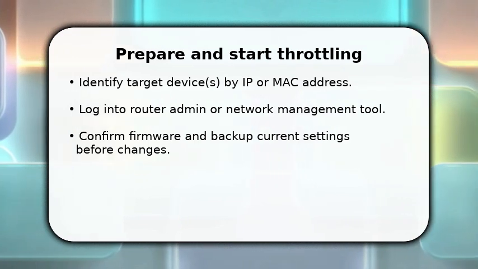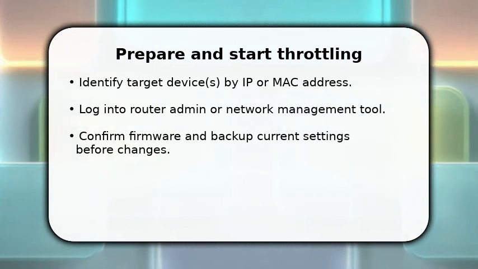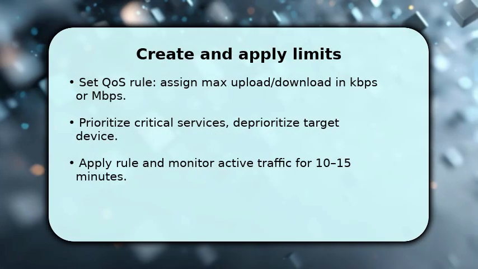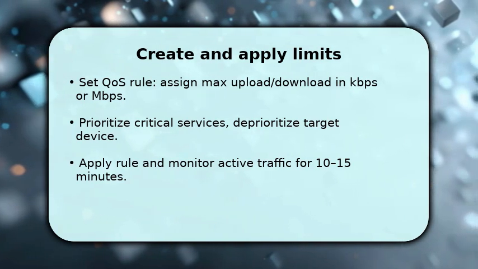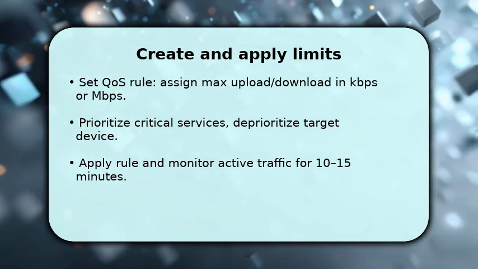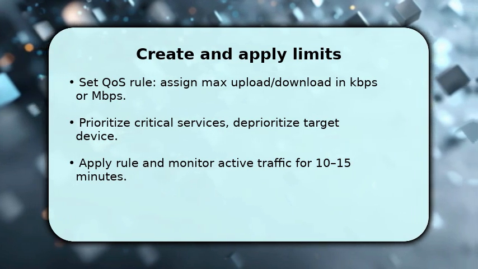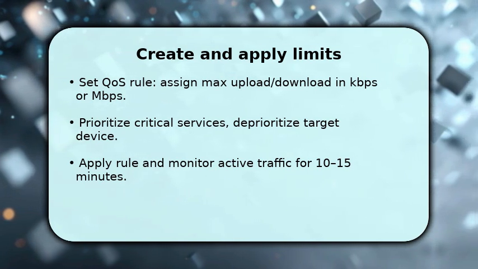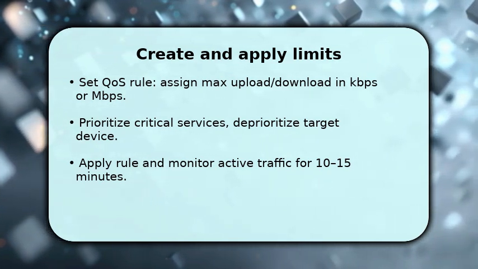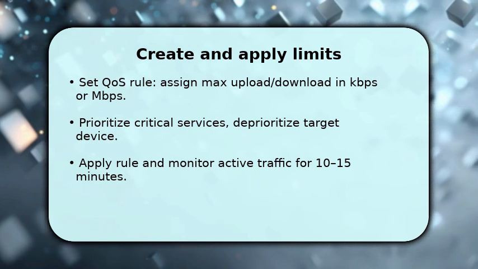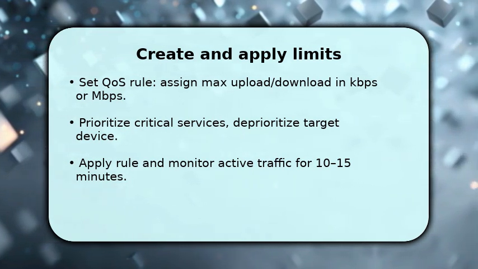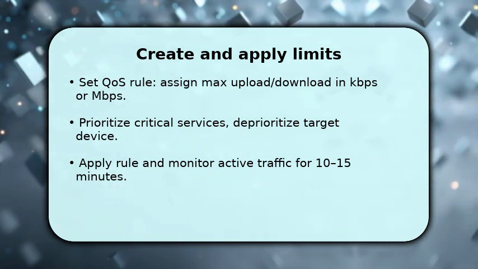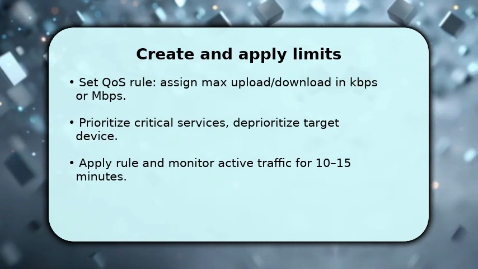Now create a QoS or bandwidth shaping rule that targets the device by IP or MAC and specify concrete limits in kbps or Mbps. Pick conservative caps and test. Prioritize essential services, VoIP, work apps, so they remain responsive while the target device gets lower priority. Apply the rule and observe active traffic graphs for 10 to 15 minutes to verify effects.